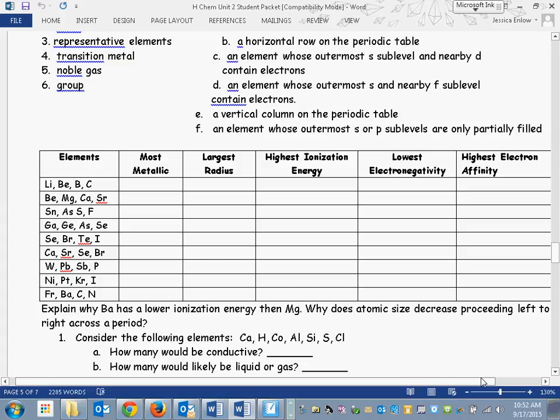Okay. Lowest electronegativity? Strontium. And then highest electron affinity? Beryllium in this case too. In that case, that's how the trend works. Okay. Yes.